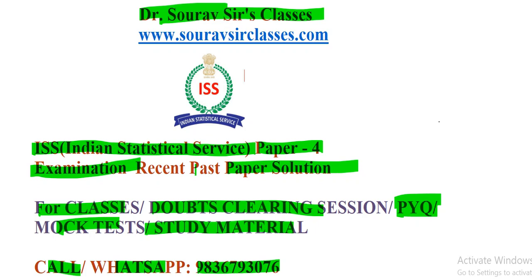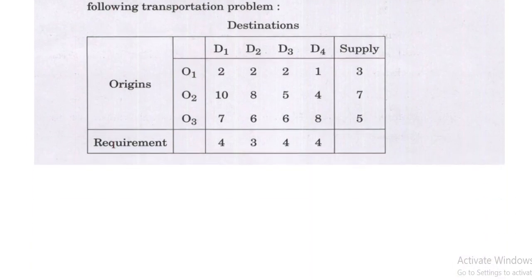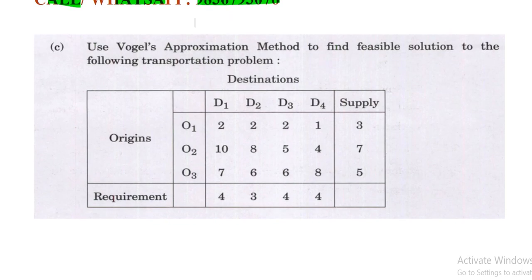So आज हम लोग करने वाले हैं क्वेश्चन नंबर 1C। क्वेश्चन नंबर 1C भैम के ऊपर, मैथ से वोगेल अप्रोक्सीमेशन मेथड के ऊपर। तो फाइंड द फिजिबल सॉल्यूशन, और ये है टेबल: ओरिजिन, डेस्टिनेशन, सप्लाई एंड रिक्वायरमेंट। सो हाउ कैन वी सॉल्व?